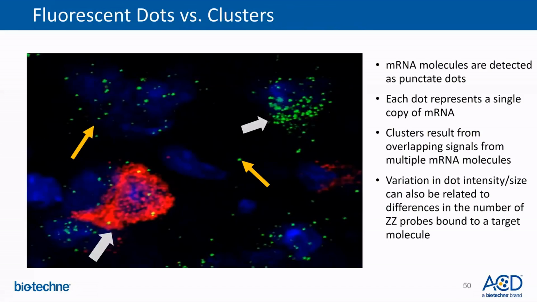With the RNAscope assay, the mRNA molecules are detected as single punctate dots shown in the figure on the left. Each dot represents a single copy of mRNA. Clusters can result from overlapping signals, which can come from multiple mRNA molecules. Please note that there can be variation in dot size or intensity based off the number of ZZ probes that are bound to the target molecule.